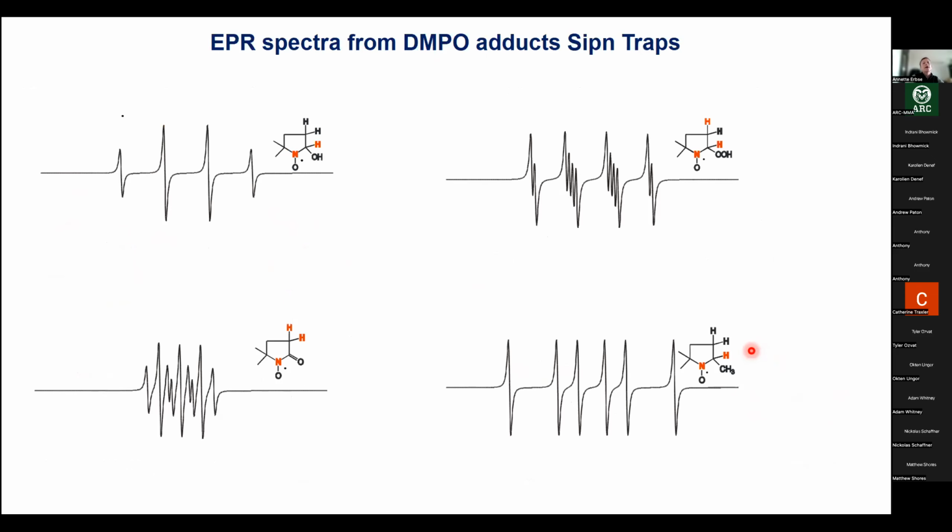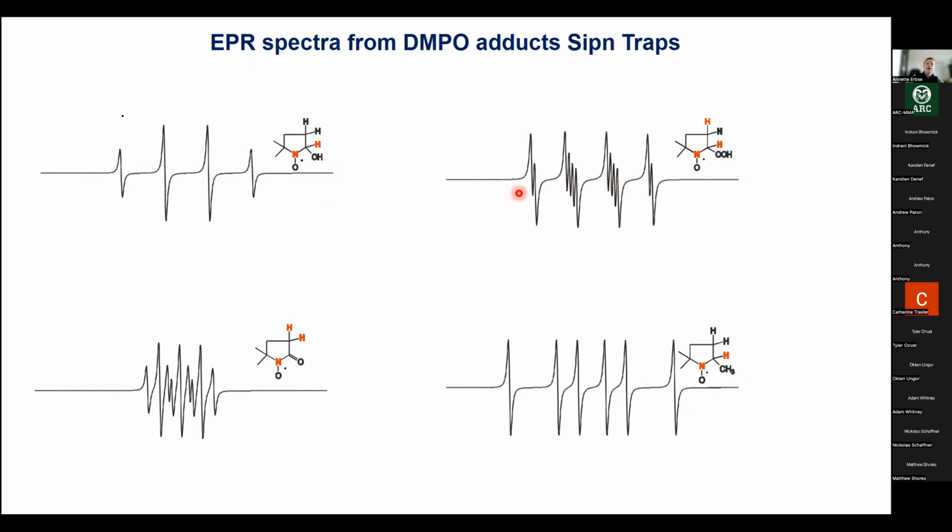And you get now information about with what radical the spin trap reacted to form the spin adduct by characteristic line shapes. So for DMPO, for example, if it reacts with a hydroxyl and forms this adduct, you get a characteristic 4-line spectrum. On the other hand, if it reacts with a CH3 radical, you get a characteristic 6-line spectrum. If it reacts with superoxide, you get this a little bit more complicated spectrum.